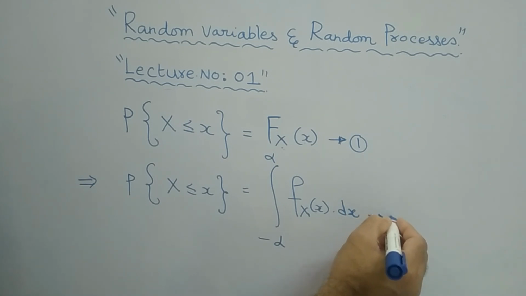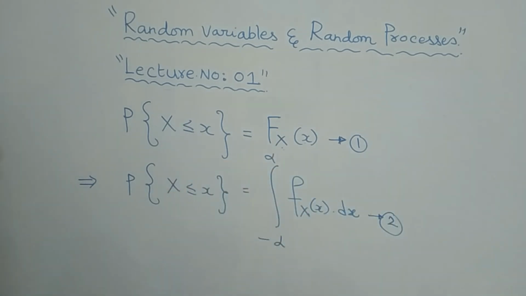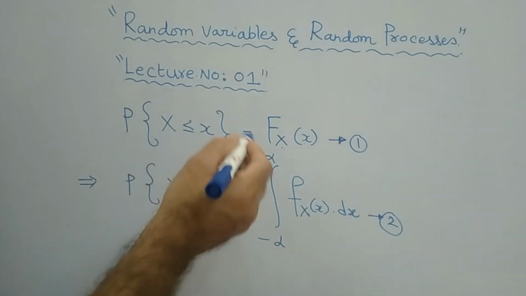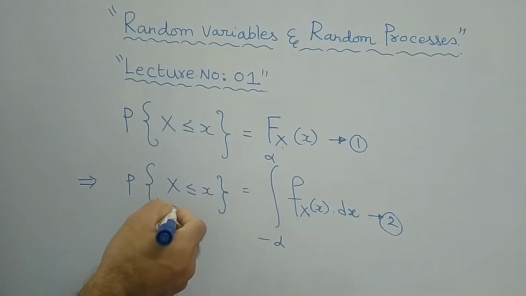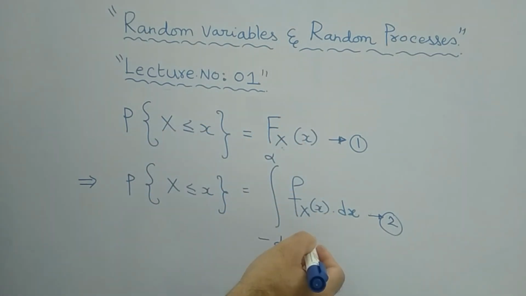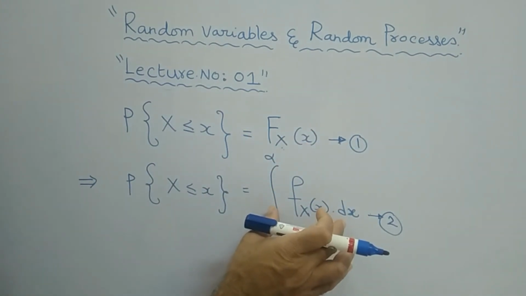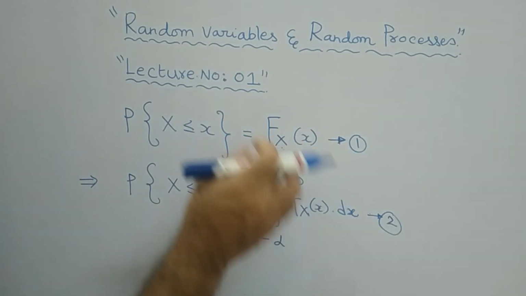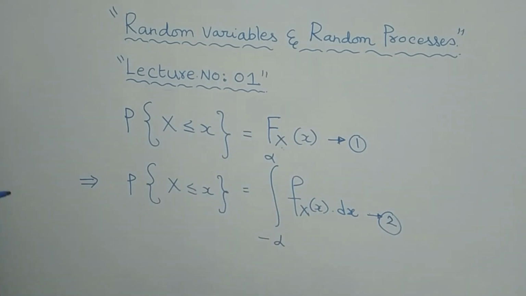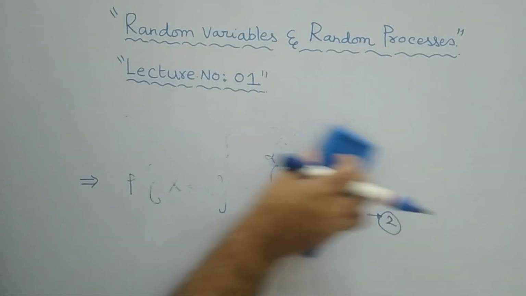What I mean to say is that both are equal. If the left hand side terms are both equal, then definitely the right hand terms are also equal. Meaning that small f of x is equal to this. Clear? By equating these two equations, what I want to convey to you is this.